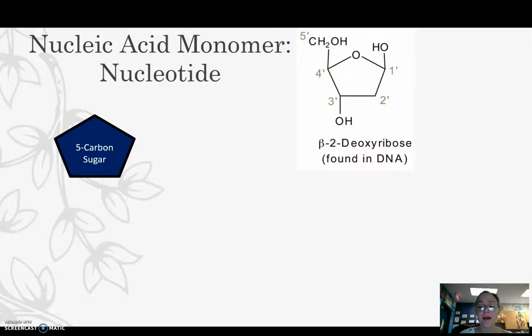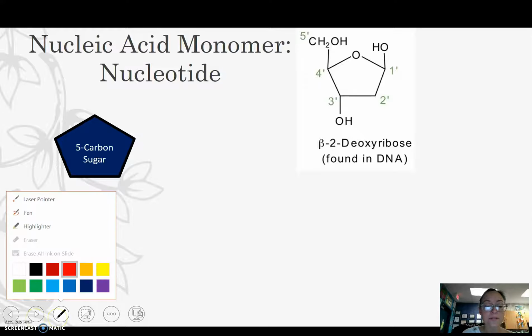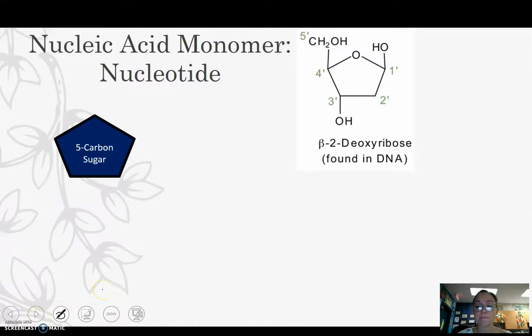You can see later on in our video why it's important to number these carbons. So 1, 2, 3, 4, and 5 carbons in this sugar. And we call this deoxyribose. This is the name of the sugar in DNA.